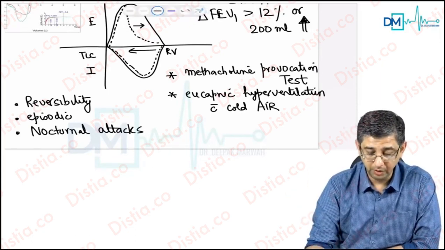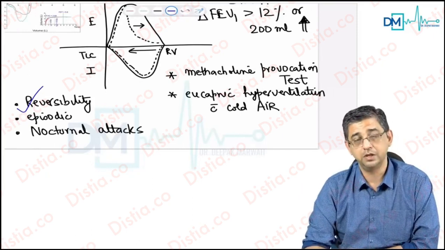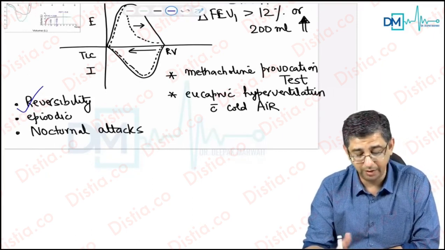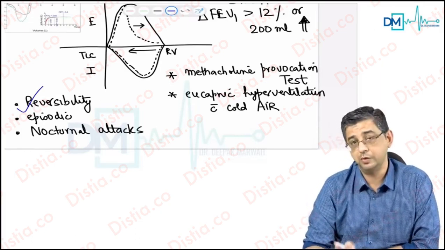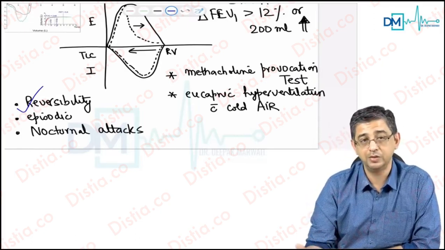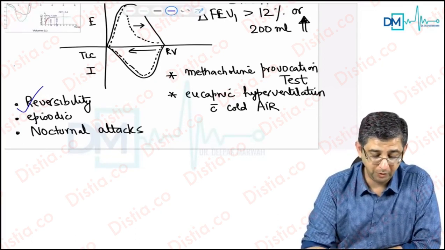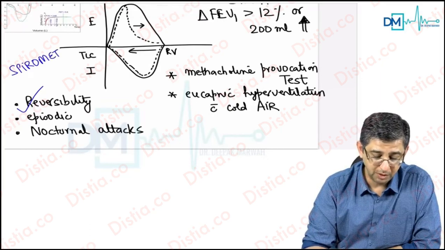Out of the three criteria, the first one is an absolute and a must criterion for demonstration of asthma. Otherwise, I said episodic attacks, nocturnal attacks. If you have all of these three things demonstrated, you are bang on target for diagnosing asthma in a patient. The main test for diagnosis of asthma is spirometry. Chest X-ray has no importance in diagnosis.